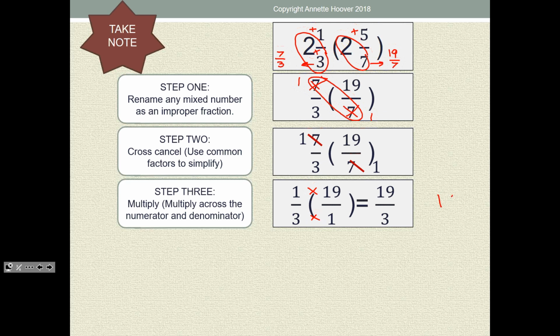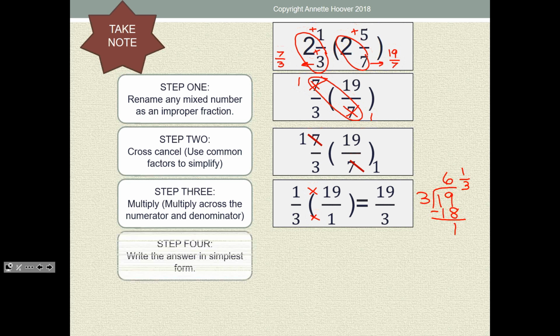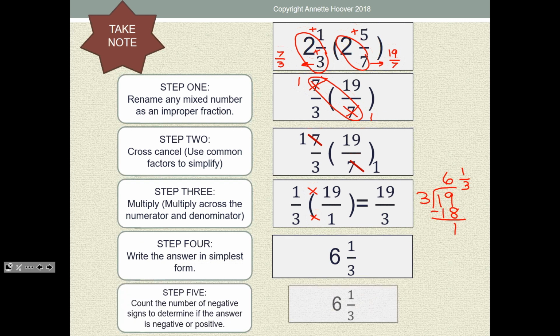Now to simplify it, that means 19 divided by 3. 19 divided by 3 is 6. 6 times 3 is 18. Subtract and get 1. So we have 6 and 1/3 when we put that into a mixed number to simplify it. We go back to look for any negatives. Both numbers begin as positive, so our final answer is a positive 6 and 1/3.